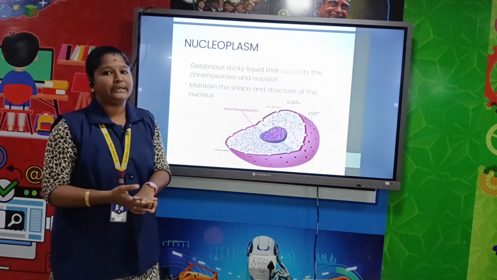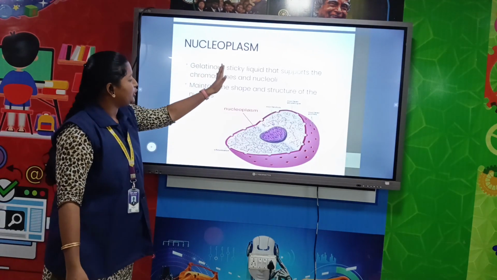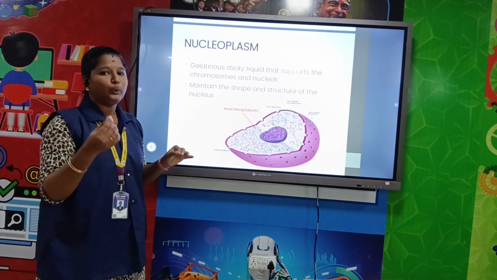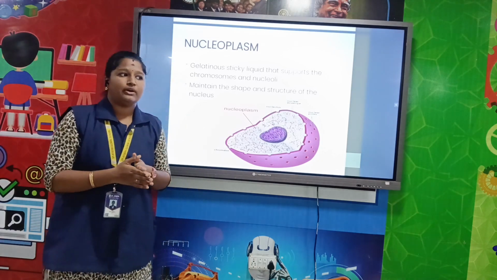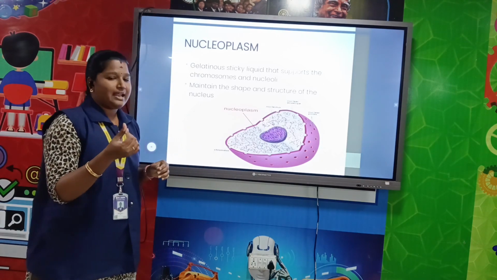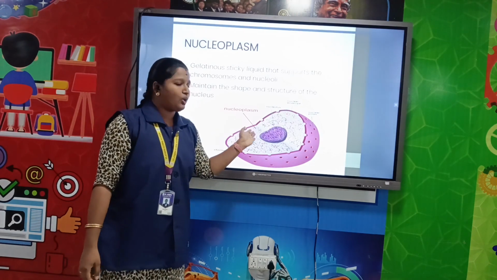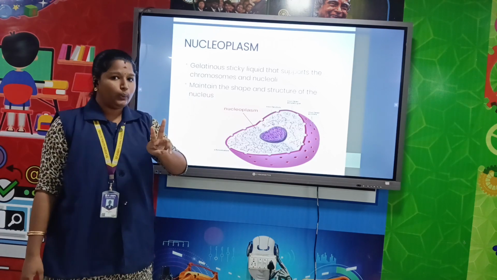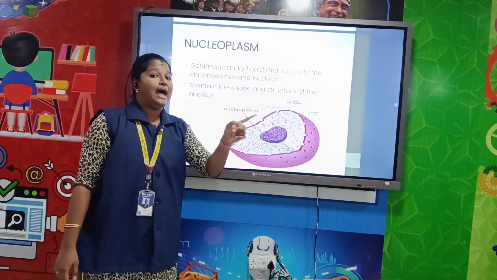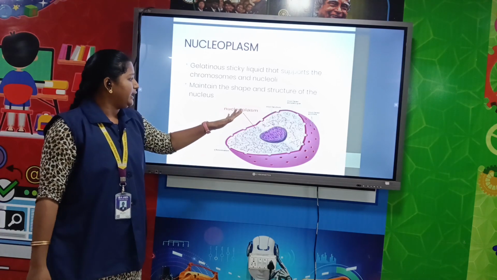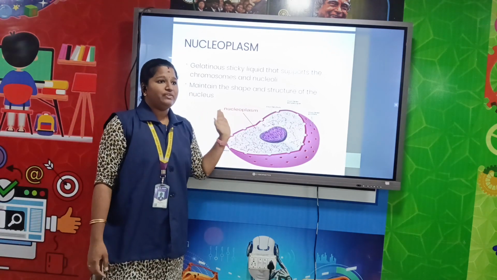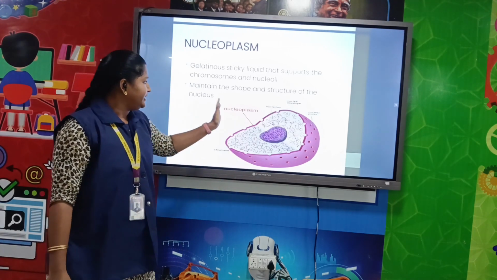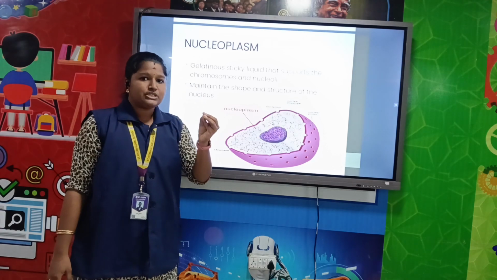The second important component is nucleoplasm. This nucleoplasm is present inside the chromatid. It is a fluid similar to gelatin. You have seen gelatin, right? It is a gelatinous liquid. That will support two important components: one is the chromosome, another one is the nucleoli. This nucleoplasm will maintain the shape. Without this, the nucleus cannot maintain its shape. They maintain the shape and they allow the molecules to move.